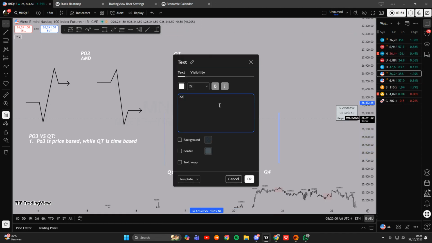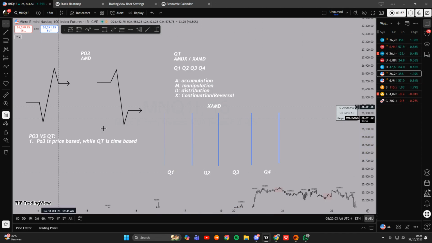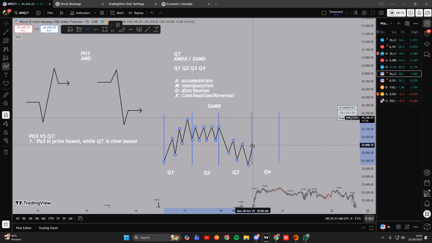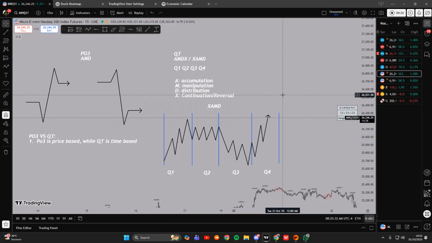Now, for an XAMD scenario, you would see Q1 push price either higher or lower. Let's say in this scenario, we're pushing price higher. Then in the 2nd quarter, we would be consolidating, we would be ranging. 3rd quarter, we would distribute either lower or higher. In this case, distribute lower. So Q4, easy, draw these consolidation highs because they act like a magnet, like a liquidity pool, if you know what I'm saying.